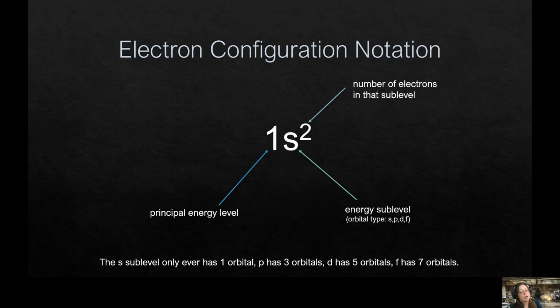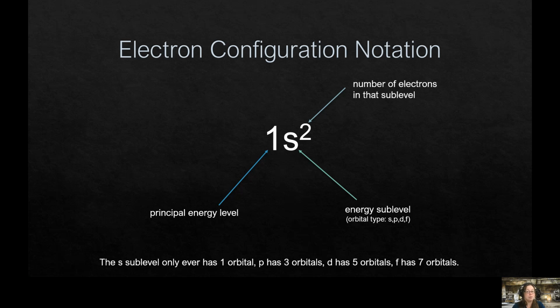There's only 1. The p sublevel has 3 orbitals. The d sublevel has 5 orbitals. And the f sublevel has 7 orbitals. Okay? And so each one of those orbitals can hold 2 electrons, which means s can only ever hold 2 electrons. p can only ever have 6. d can have up to 10. And f has the most with 14 electrons.